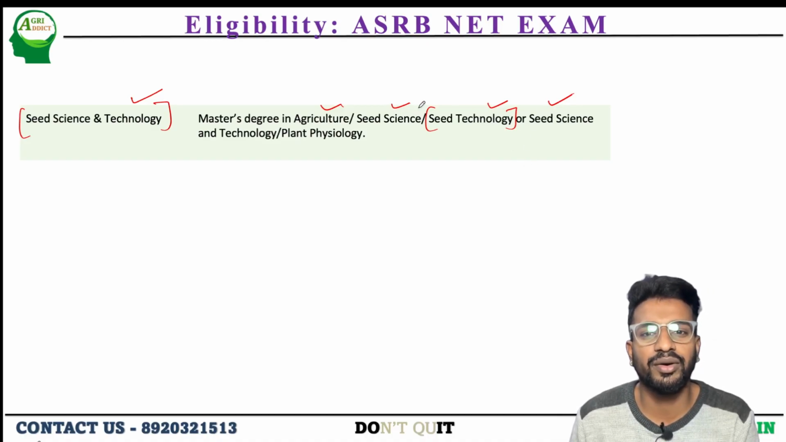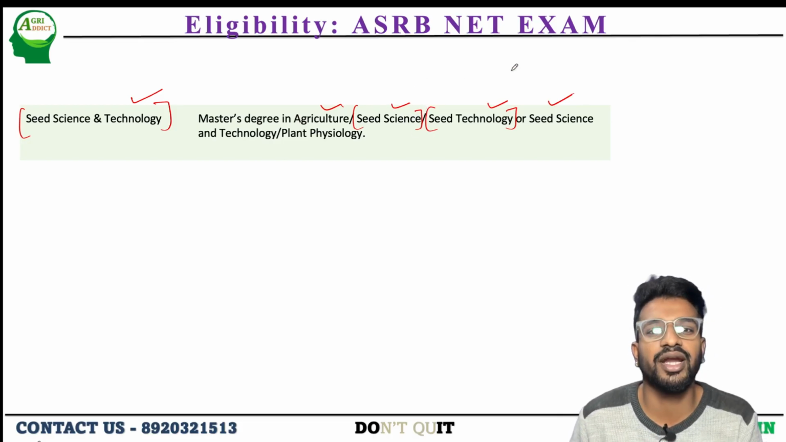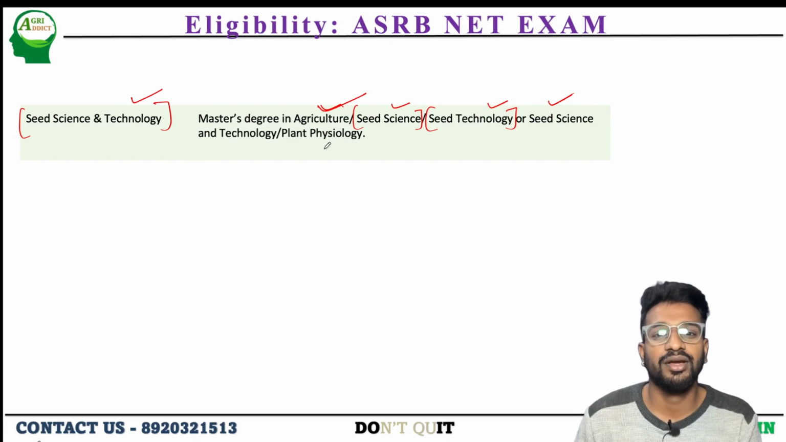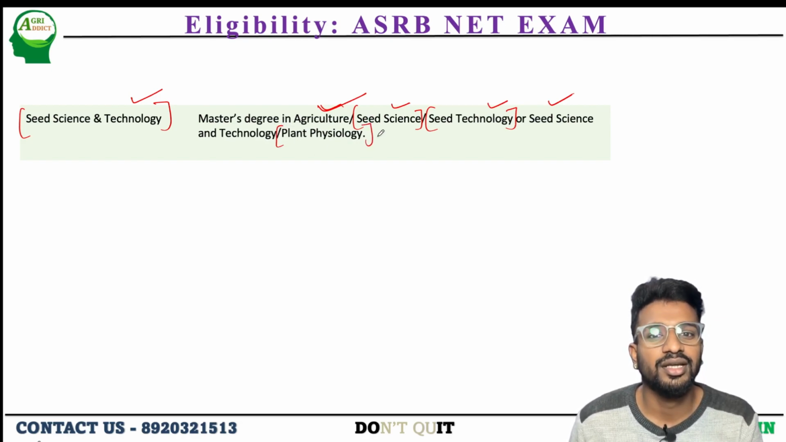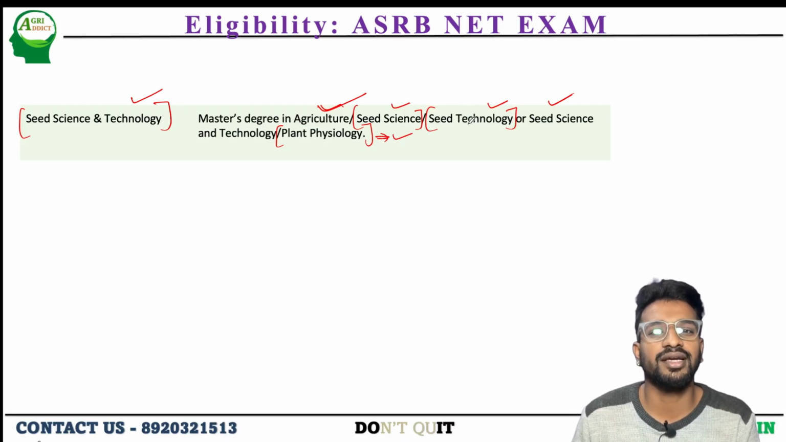So they have included all the different names of the seed science department. Any kind of names will be eligible if you are getting the masters in this subject, and also the masters in agriculture, they are also eligible to write this exam. Along with this, the students who have pursued their masters in plant physiology will also be eligible to write this ASRB NET exam in the subject of seed science and technology. So these are the eligibility details.